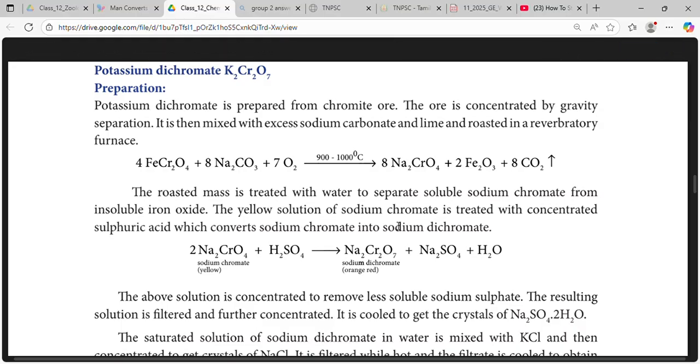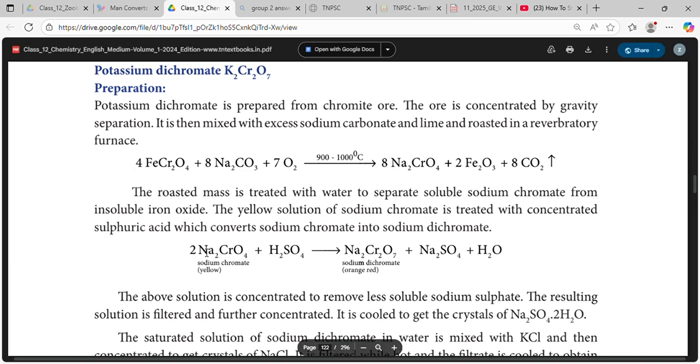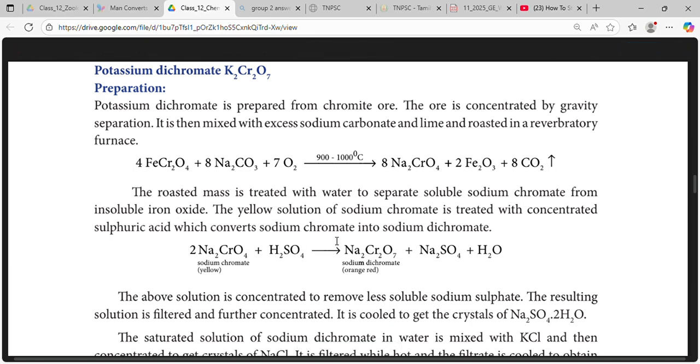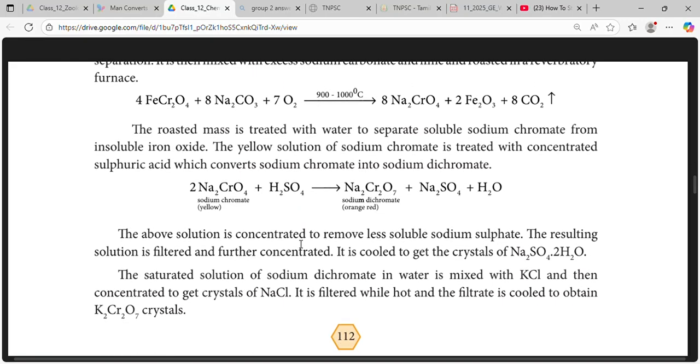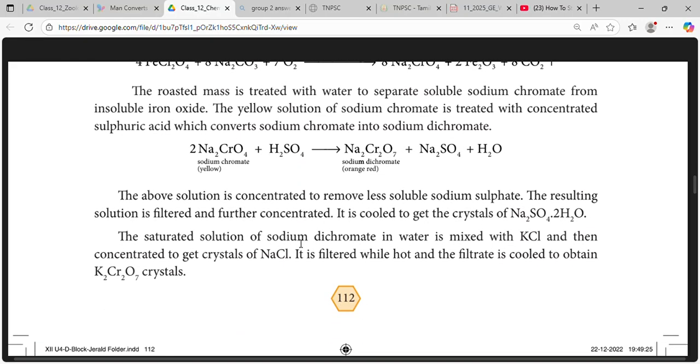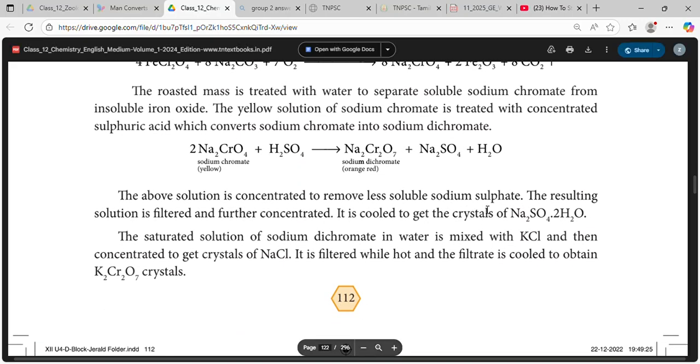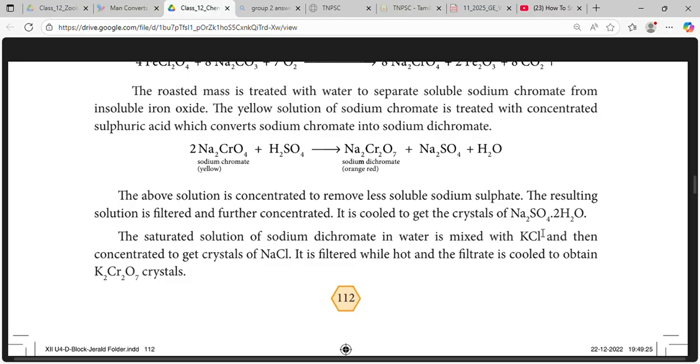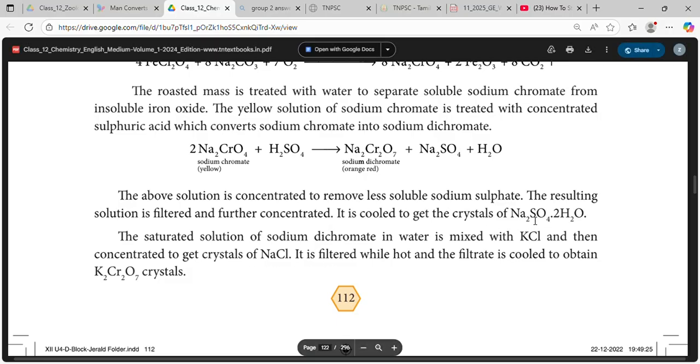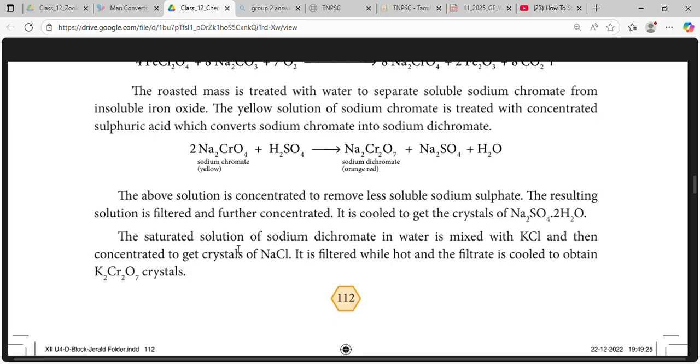The yellow solution of sodium chromate is treated with concentrated sulfuric acid, which converts sodium chromate into sodium dichromate. The above solution is concentrated to remove less soluble sodium sulfate. The resulting solution is filtered and further concentrated. It is cooled to get the crystals of sodium sulfate, Na2SO4·10H2O.